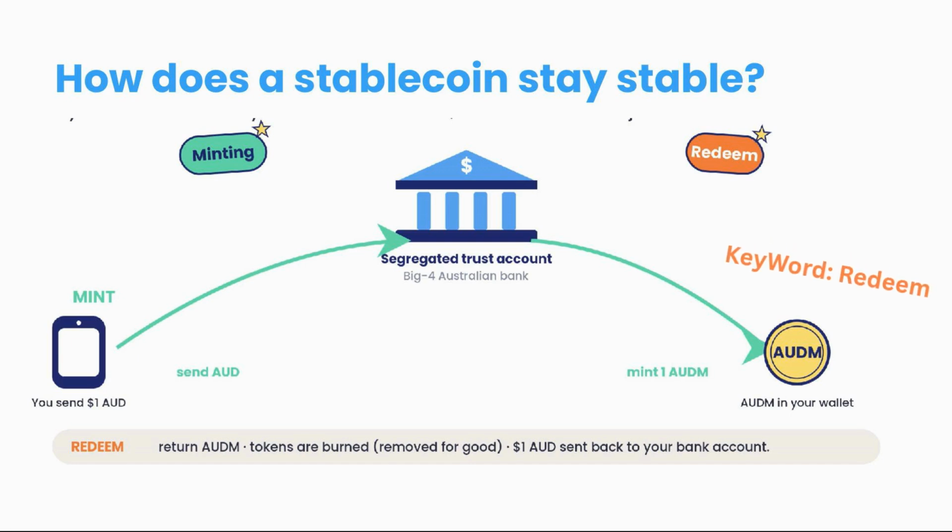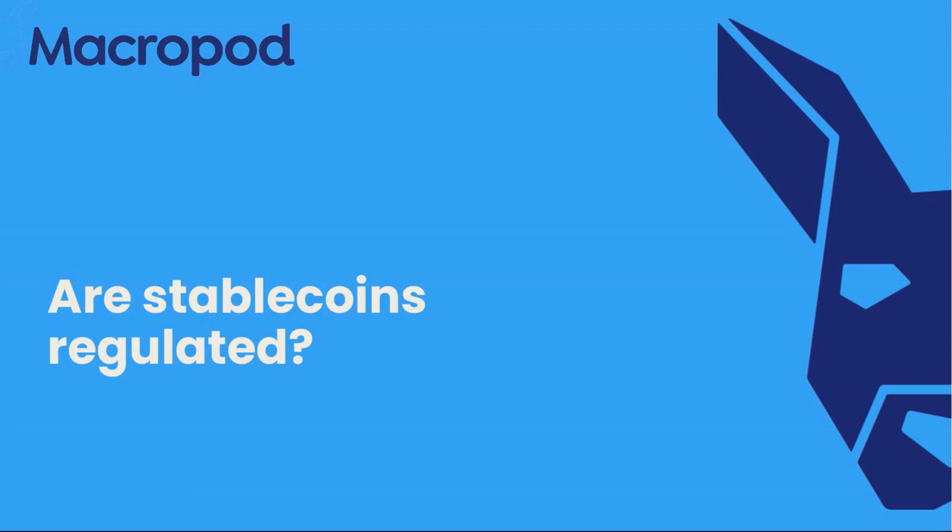When you want to redeem your AUDM, you return the tokens to Macropod. They're burned, meaning permanently removed from circulation, and the equivalent Australian dollars is sent back to your Australian dollar bank account. Are stablecoins regulated? This is a big one, especially if you're coming from a traditional finance background.